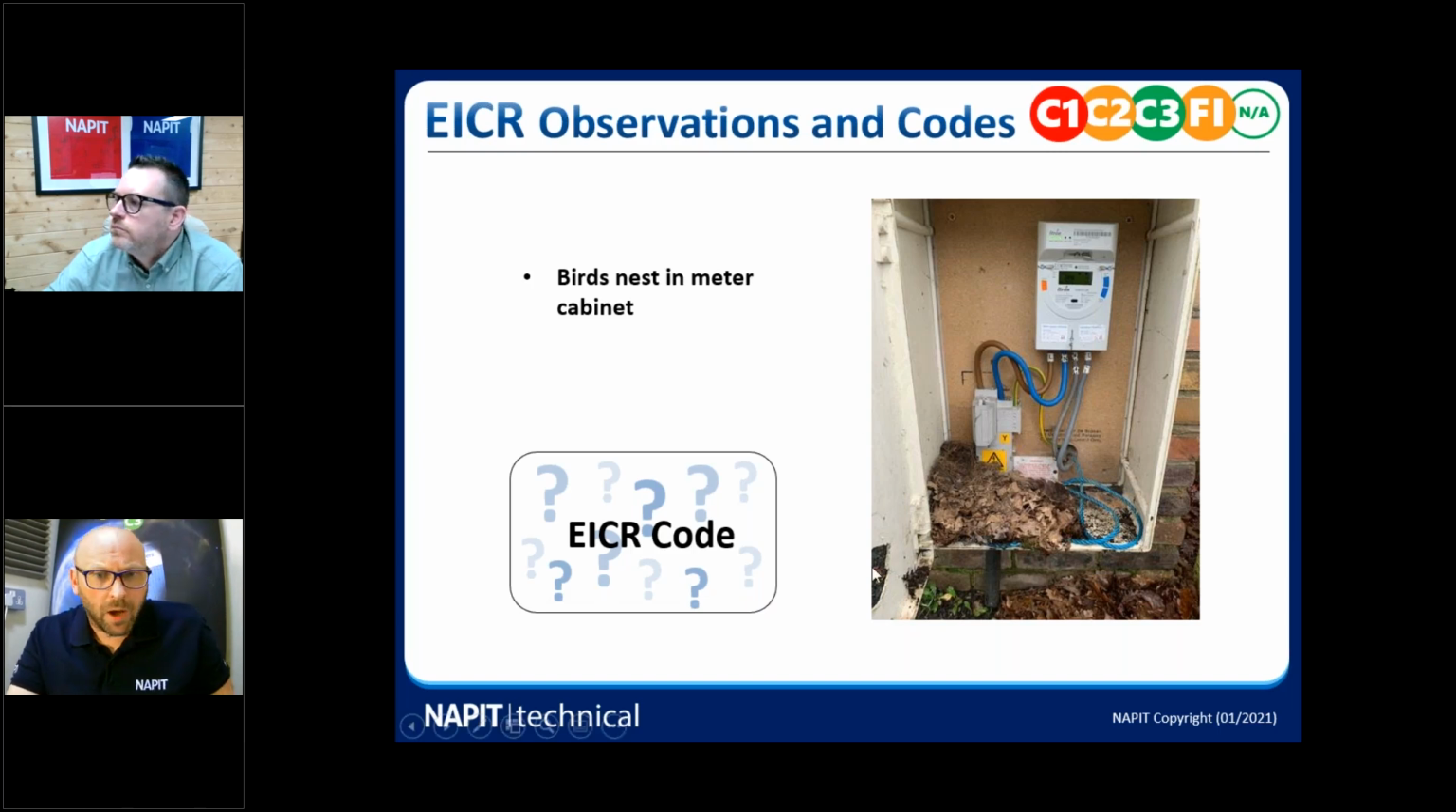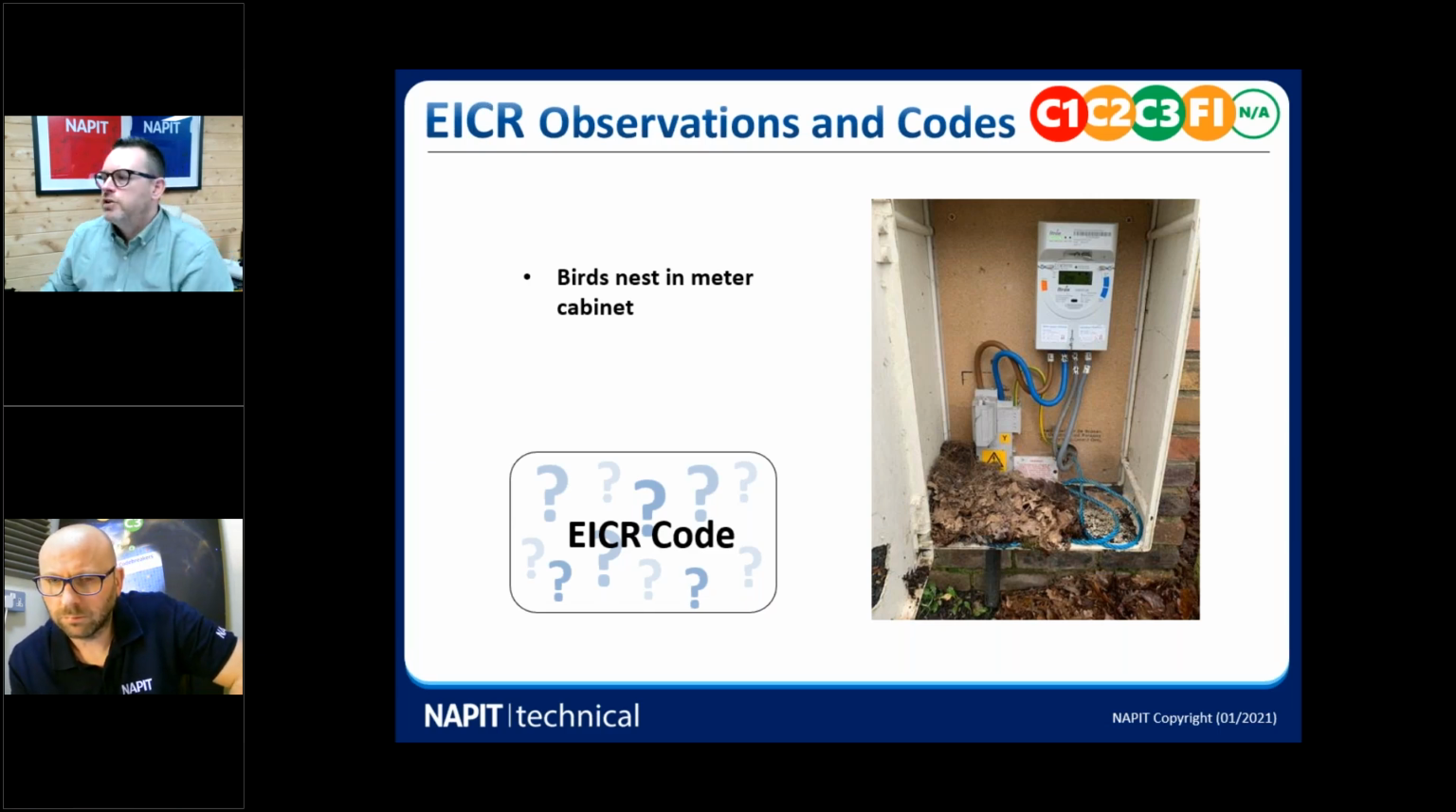Okay, so this is a bit of a different one. We've got a hole in the meter cabinet there, you can see, and a bird has flown in and built a nest. Now, you do have to inspect the DNO's equipment as part of an EICR, but it's a visual inspection only, isn't it, Frank?